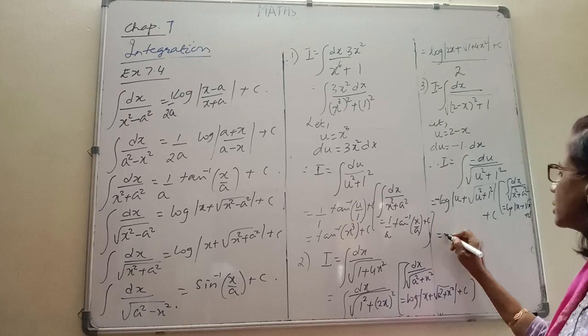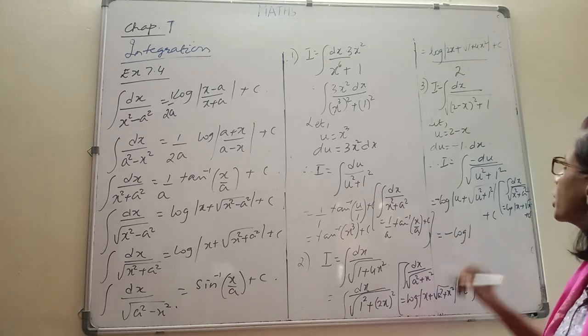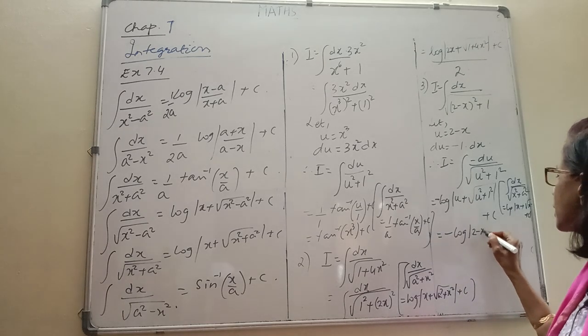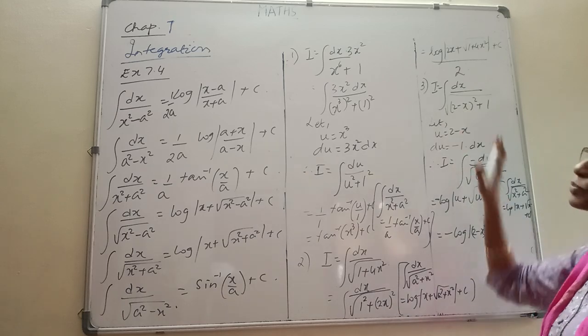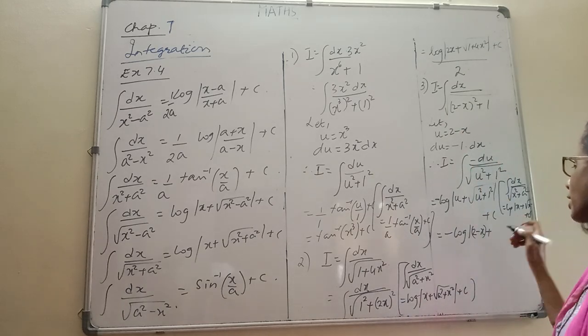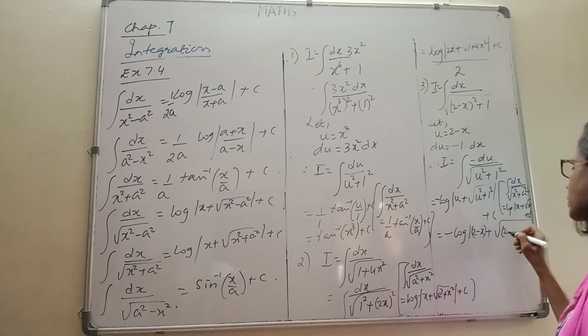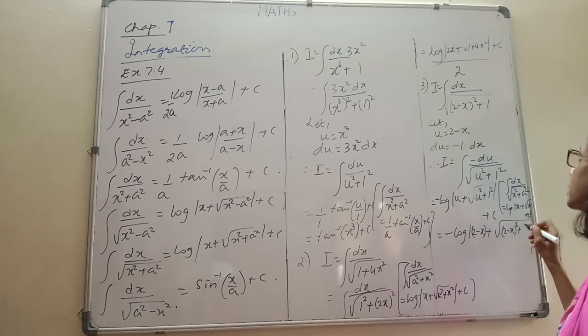Now bring it back. Log u for us is 2 minus x plus this is what they intend. So anyhow, you can write whatever you want. So it's 2 minus x the whole squared plus 1 plus c.